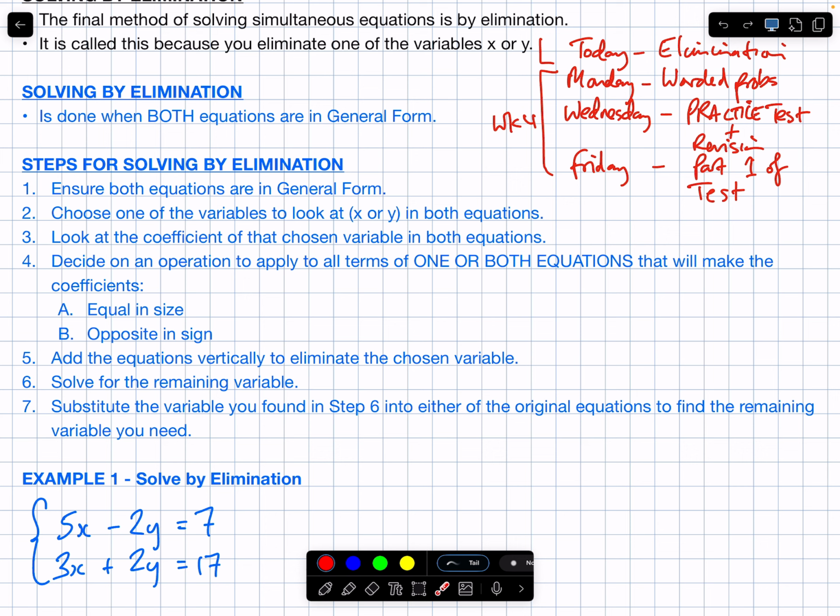Step 5, add equations vertically to eliminate the chosen variable. Step 6, solve for the remaining variable. And step 7, substitute what you found in step 6 into either of the original equations to find the remaining variable you need. You need that because that fully explains what you're doing. If you don't like how long that is, that's perfectly fine. But I do it the long way because that explanation always works.